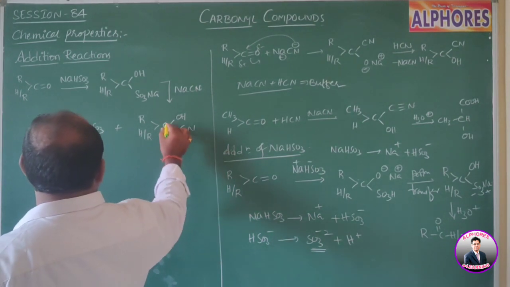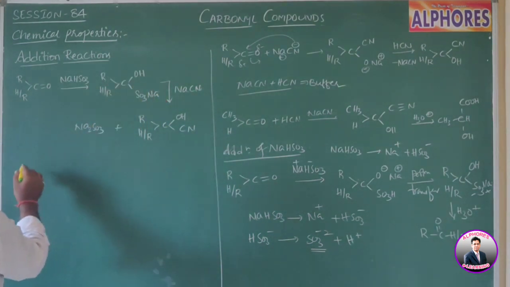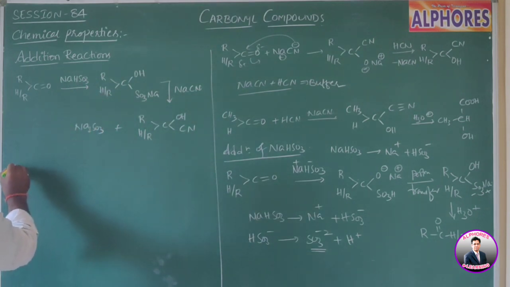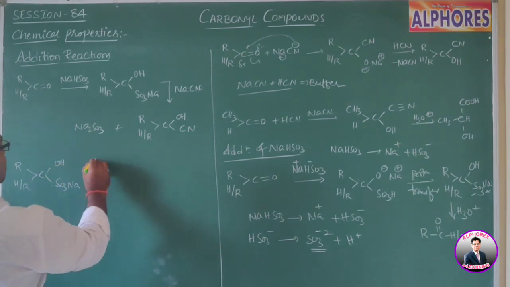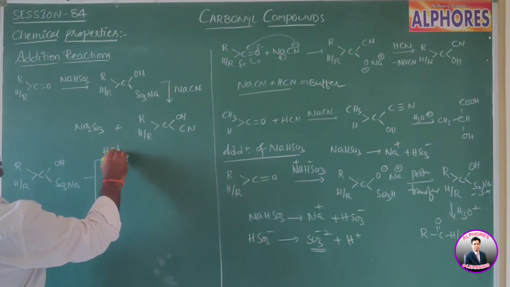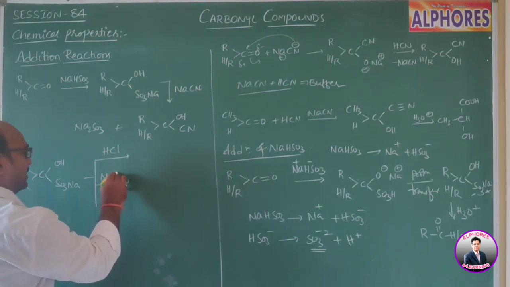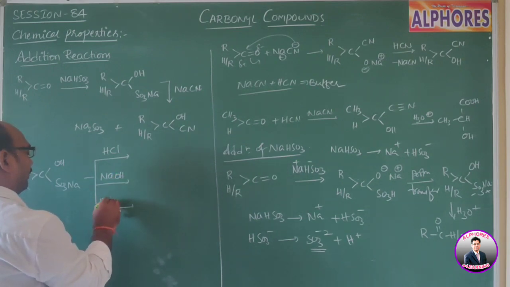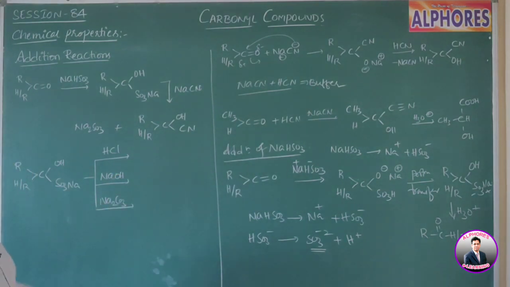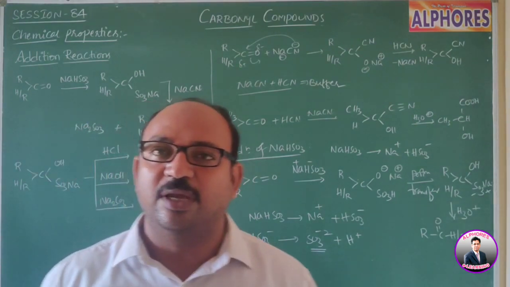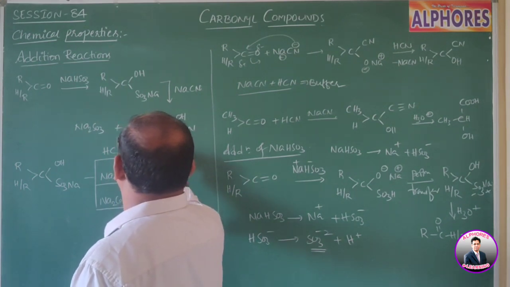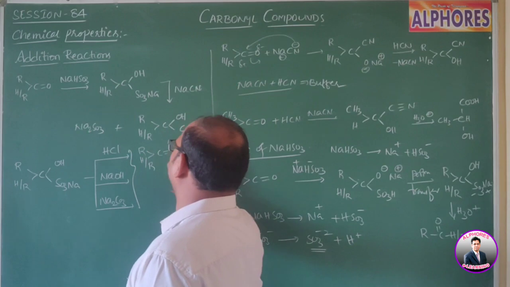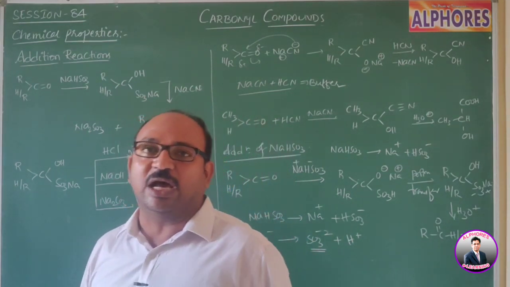As I mentioned, after formation of this sodium salt, the addition product C(OH)SO3Na, upon hydrolysis, which may be with acid, with base, or simply with sodium carbonate, that means either with HCl, NaOH or Na2CO3, in all these cases we get back the same compound, RC=O with R or H, the carbonyl compound.